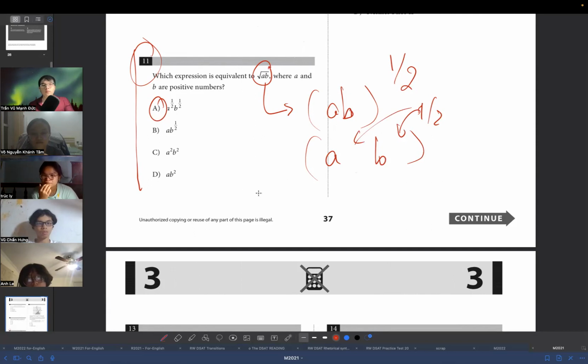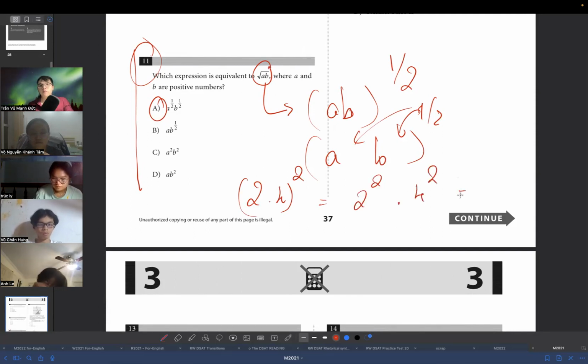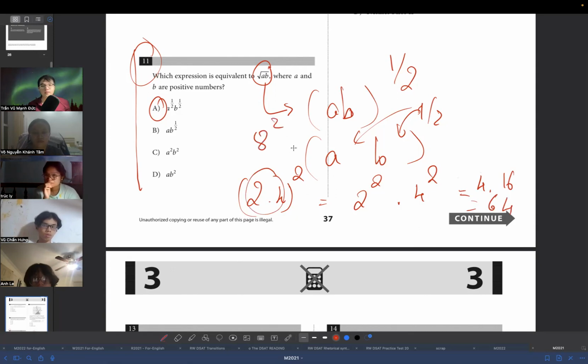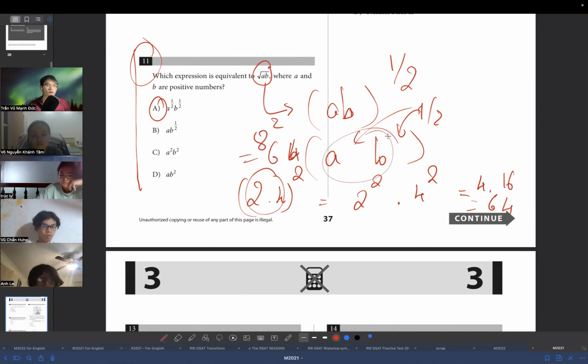Okay, let's take, for example, (2 times 4) all to the power of 2. I'll get 2 to the power of 2 times 4 to the power of 2, which is 2 times 16. 16 times 4 is 64. And 2 times 4 is 8, and 8 squared is 64 also. So this is how you're going to verify this.